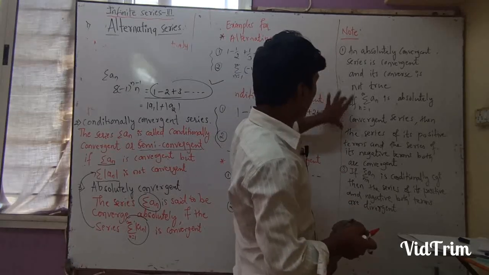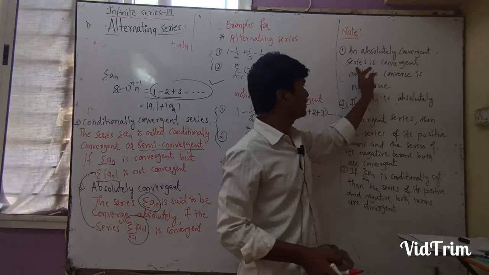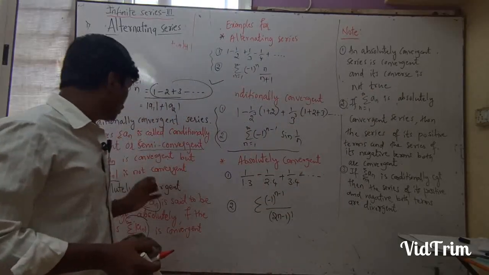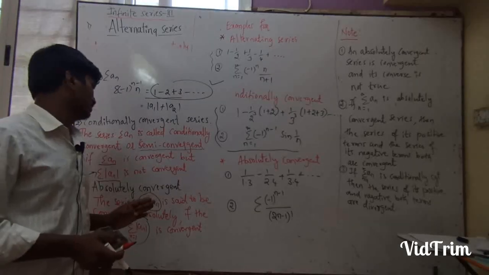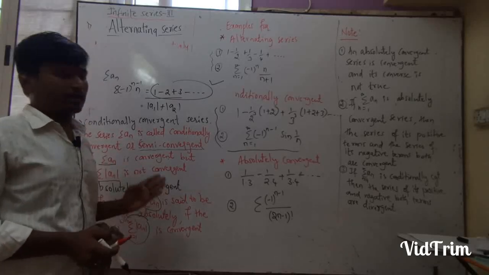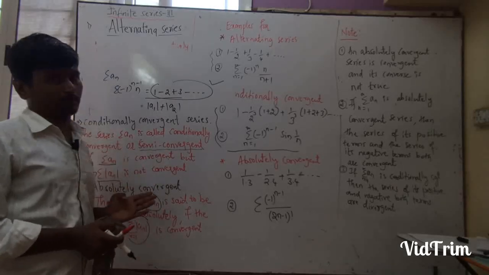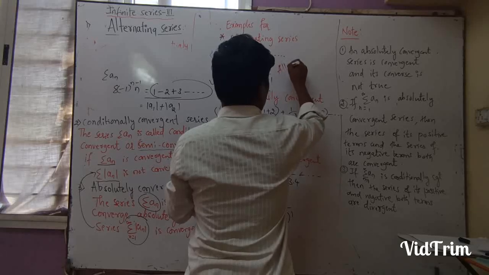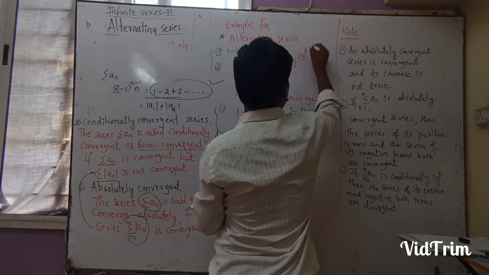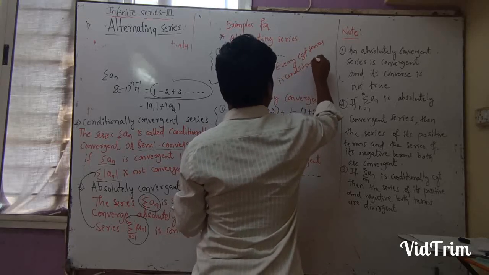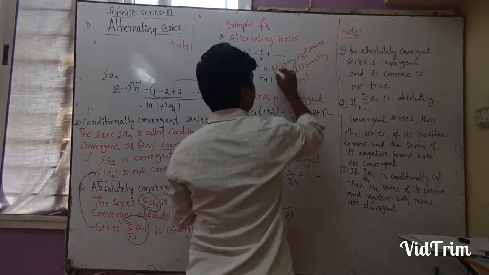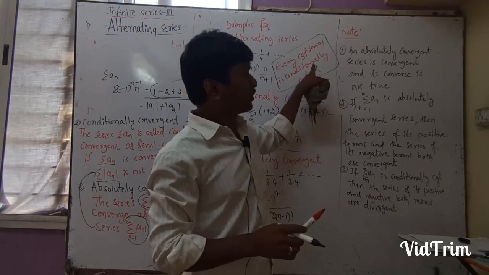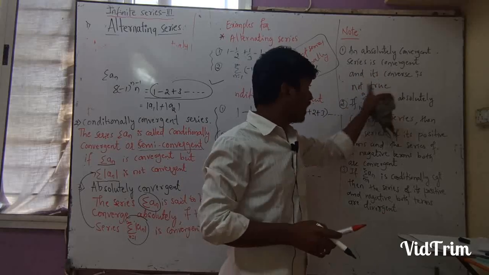Now there are three very important notes. Observe: an absolutely convergent series is convergent, and its converse is not true. An absolutely convergent series is always convergent. Conversely, saying every convergent series is absolutely convergent is not always true. But if it is absolutely convergent, it should be convergent first. Therefore an absolutely convergent series is convergent and its converse is not true.